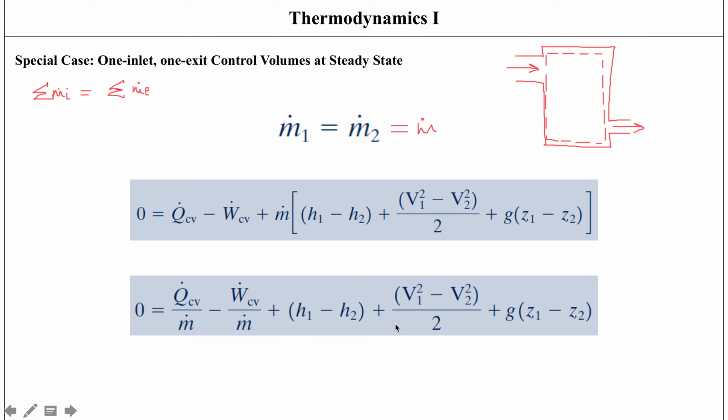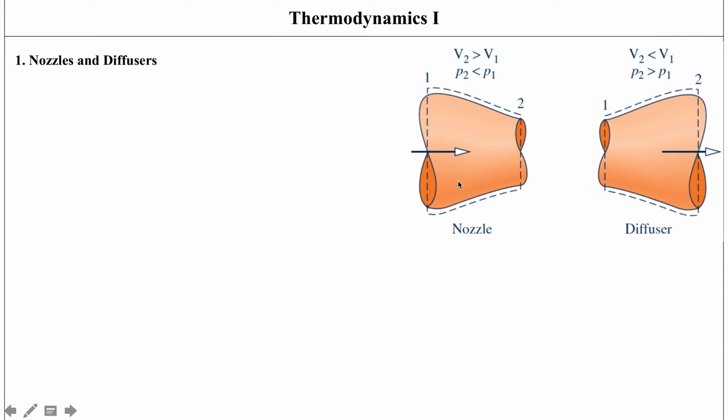So now that we've reviewed what we looked at in the previous video, we can just go on and apply these principles onto, first of all, devices that are called nozzles and diffusers. And a nozzle is basically a flow passage where the area is decreasing. So this is basically a nozzle. The area decreases from section 1 to section 2, and as the area is decreasing, the velocity is increasing in the direction of the flow, right?